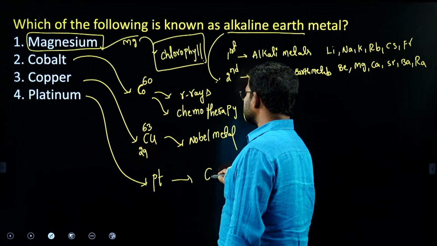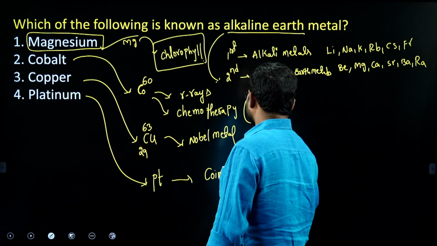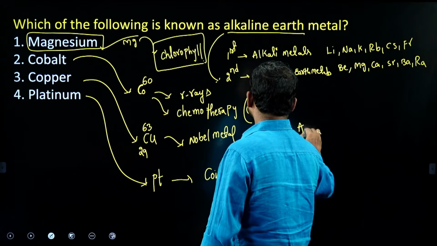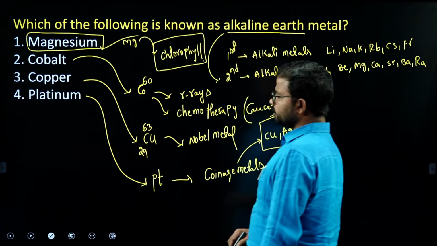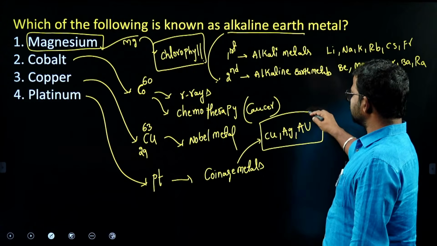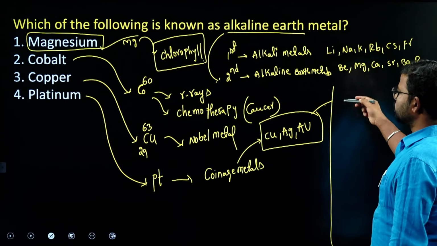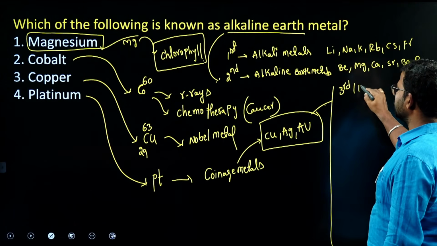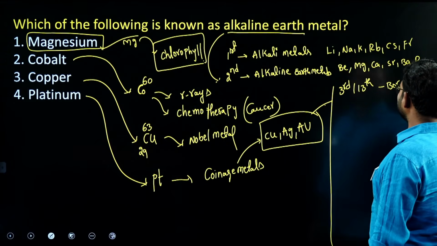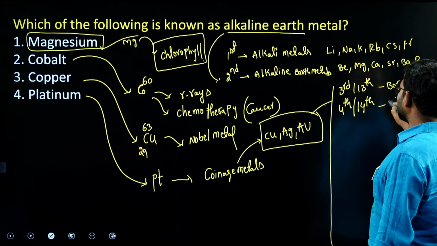Of course, these are all considered coinage metals also. Coinage metals are generally copper, silver, next gold. Why? Because these are used to make coins. Next, third group or 13th group elements, what we call the boron family. Next, fourth group or 14th group elements, what we call the carbon family.